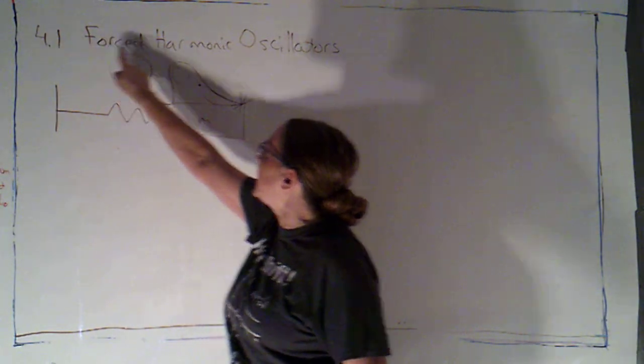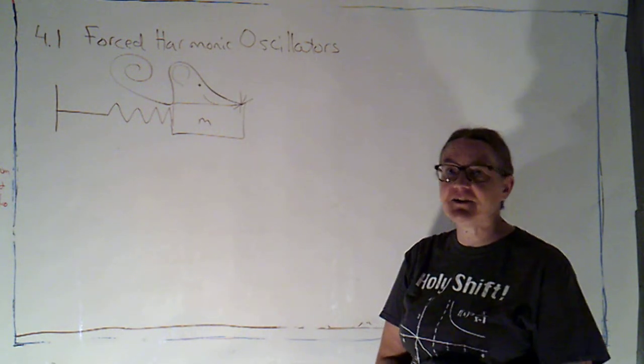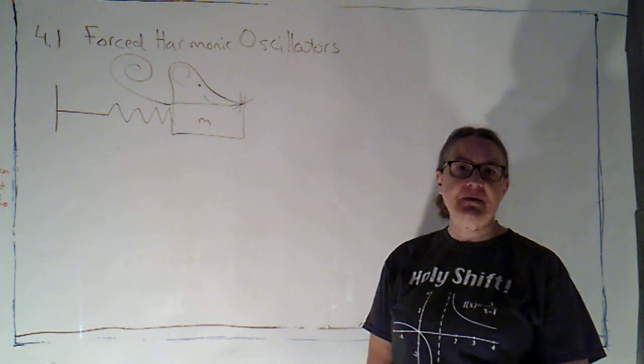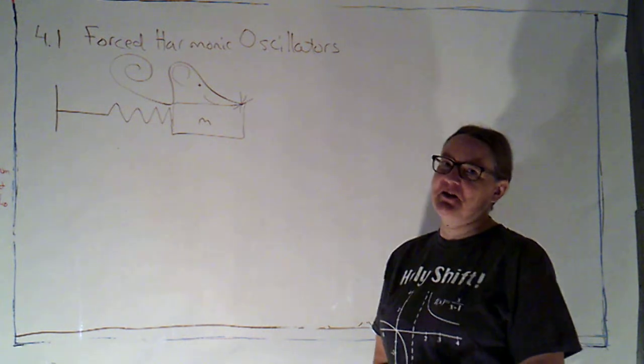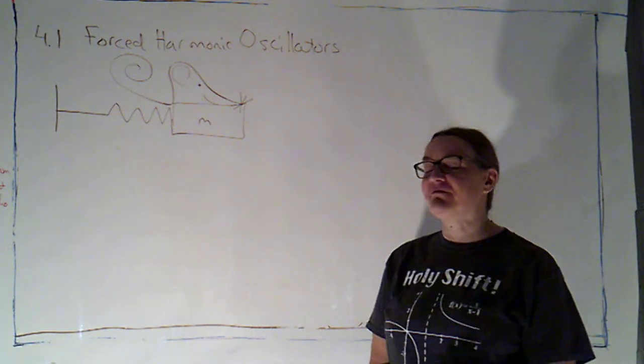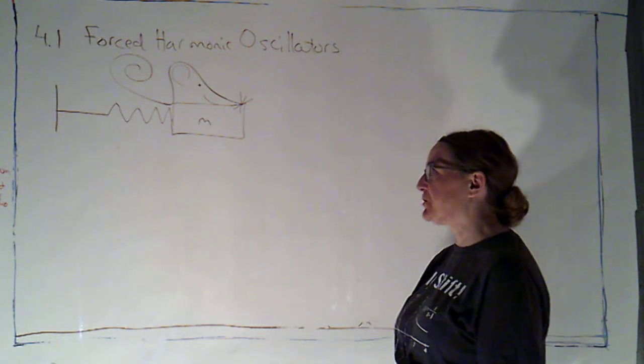Okay, in this video we're starting section 4.1, which is forced harmonic oscillators. Moose, our maskless mouse, is very, very excited about this. Chapter 4 is his favorite chapter in the entire book.